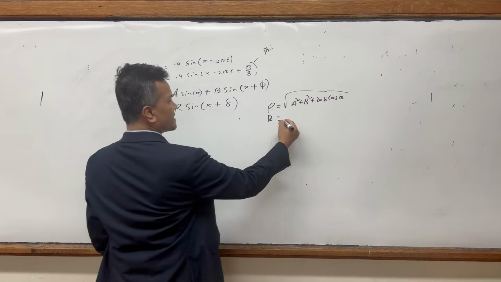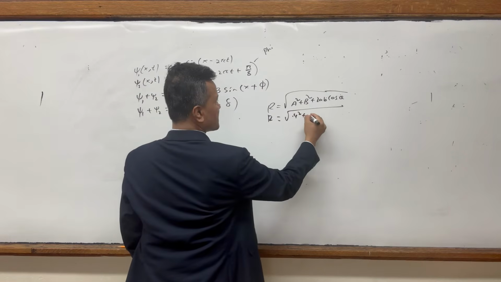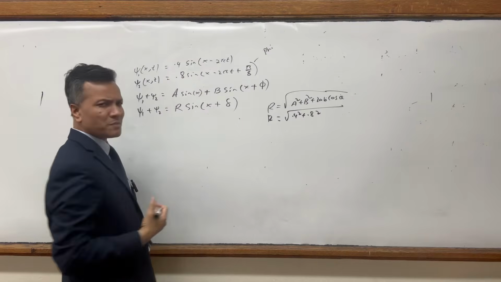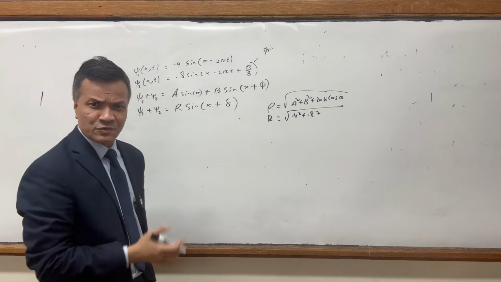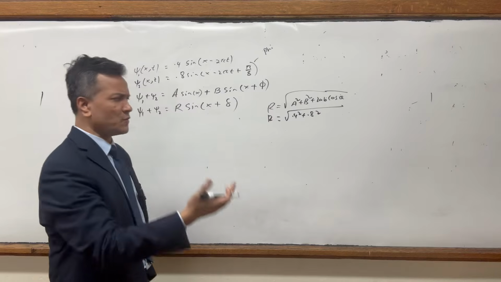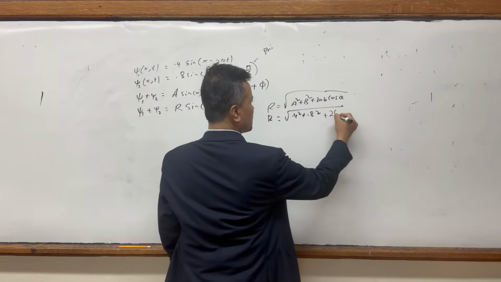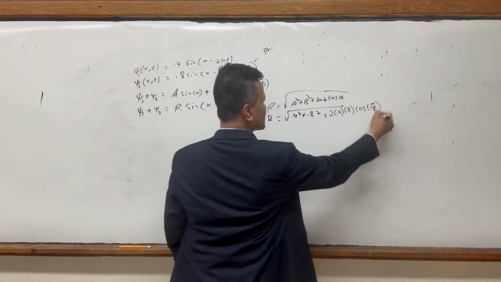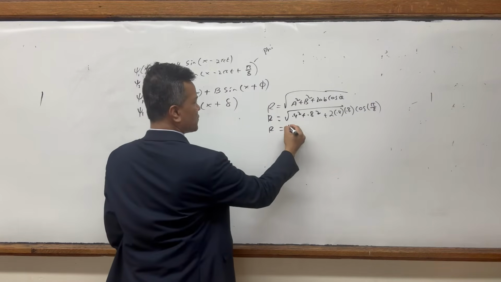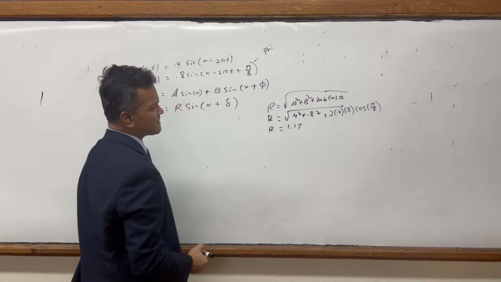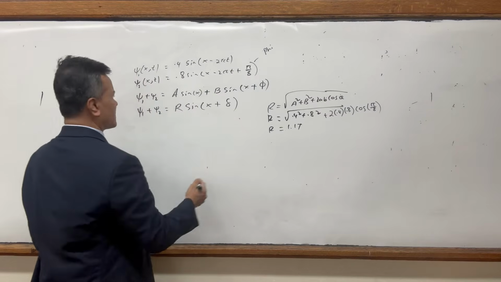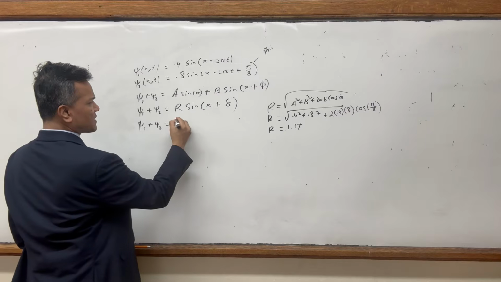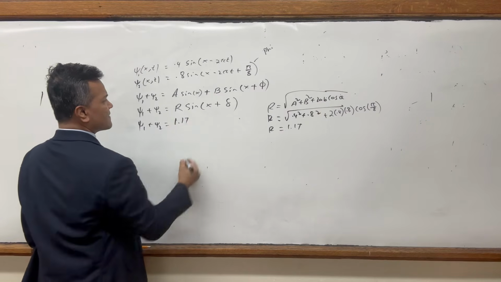So R is, A is 0.4 squared plus B is 0.8 squared. Let's make B 0.8 just to make some difference so there is no confusion. All right, plus 2 times 0.4 times 0.8 cosine pi over 8. So this is 1.17. I don't know, is that so? Yeah, probably. So psi 1 plus psi 2 is equal to R, 1.17, sine.